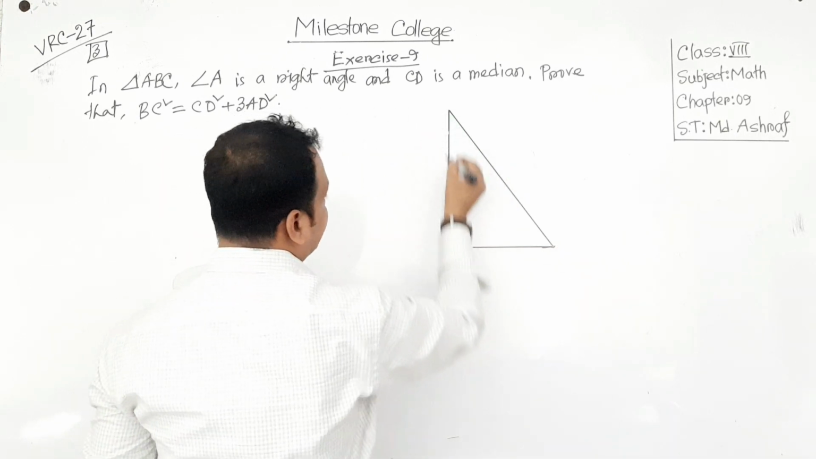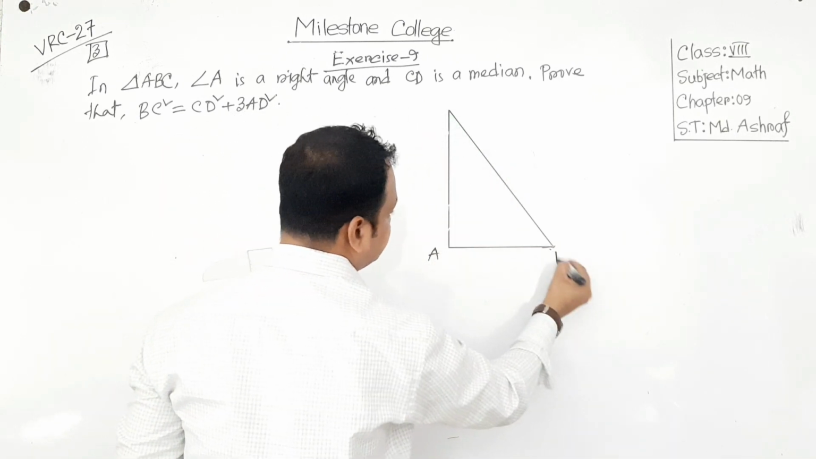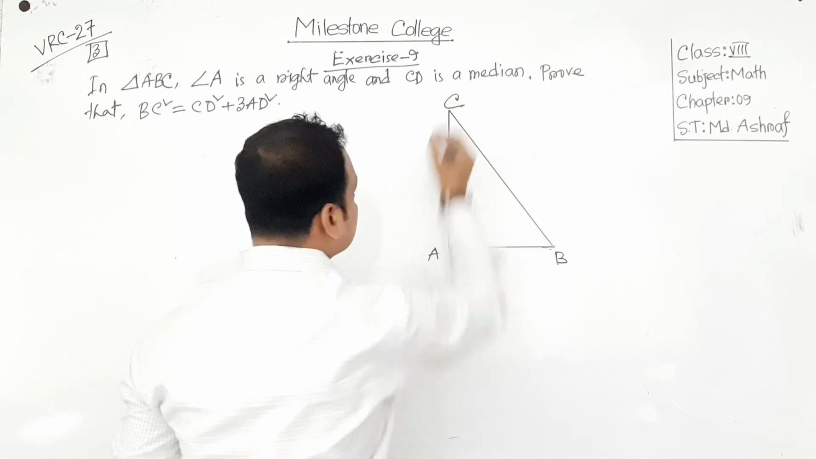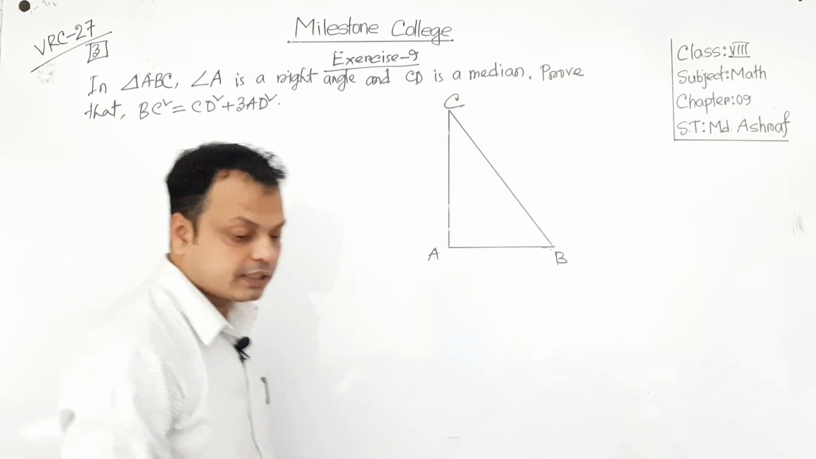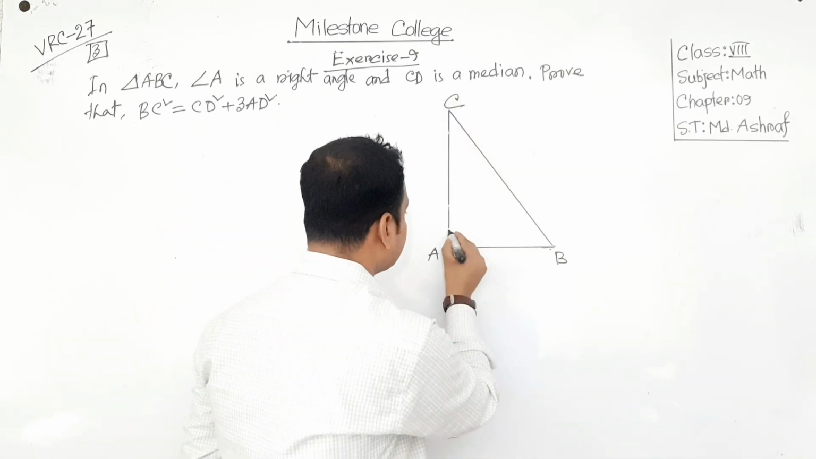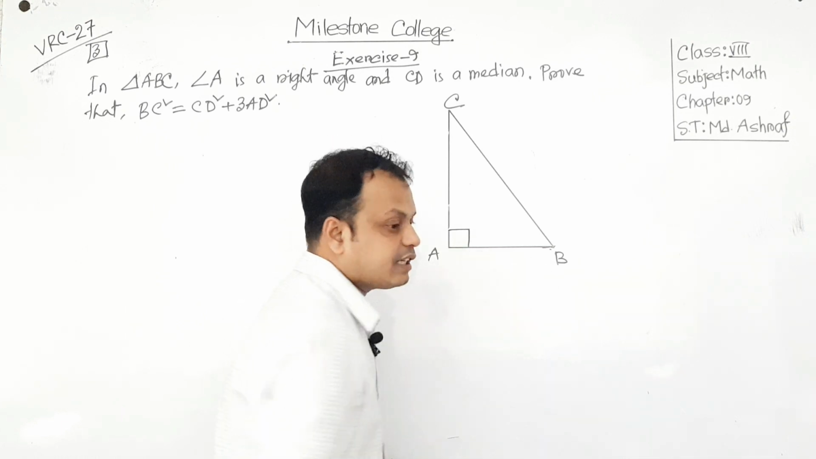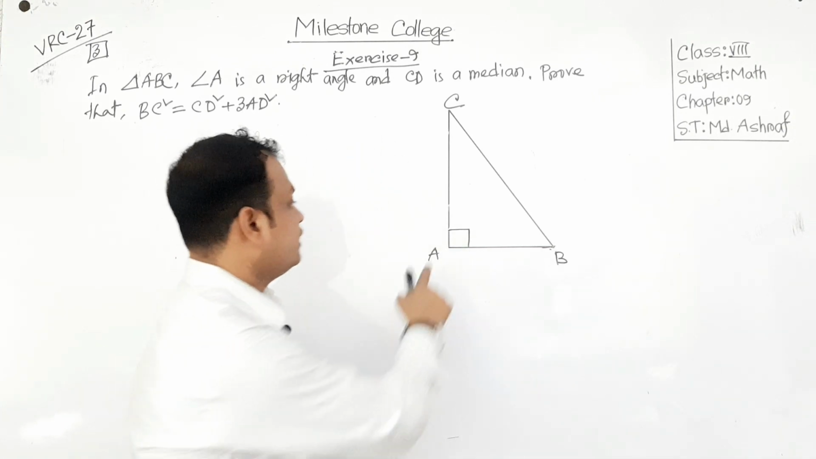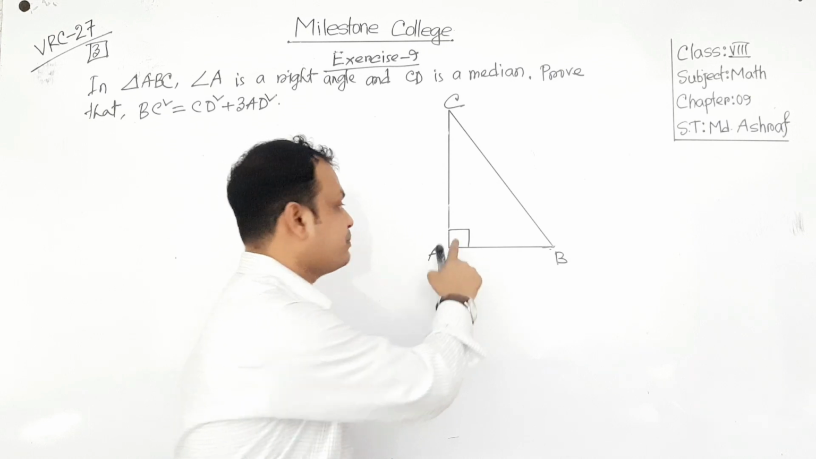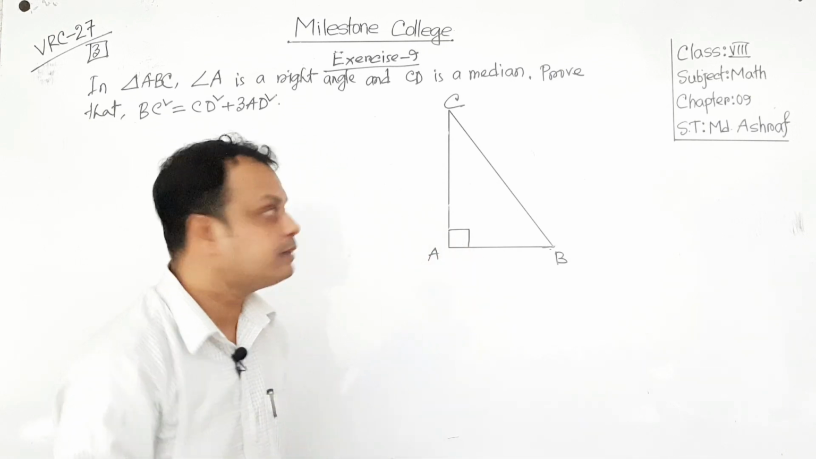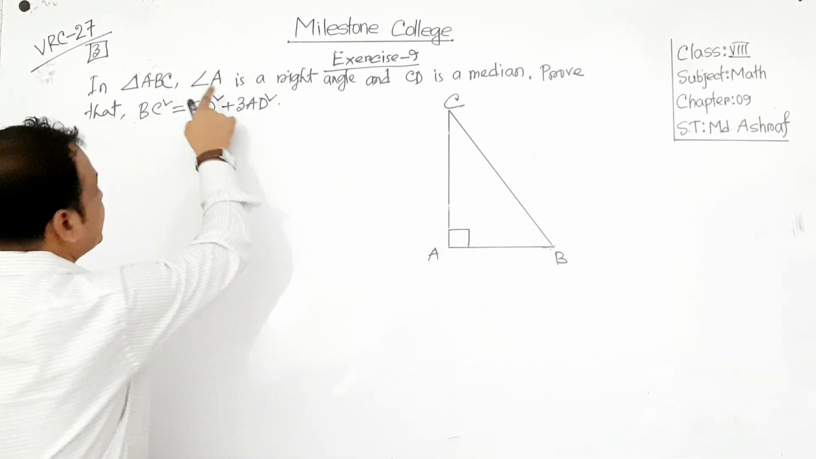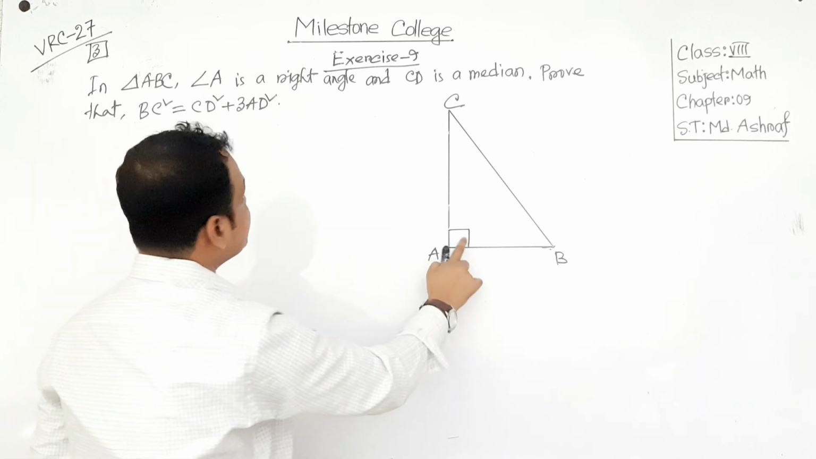So this is a right angle triangle ABC. ABC is a right angled triangle. This symbol indicates that the measure of this angle will be 90 degree. So we have drawn a triangle ABC and the angle is 90 degree.